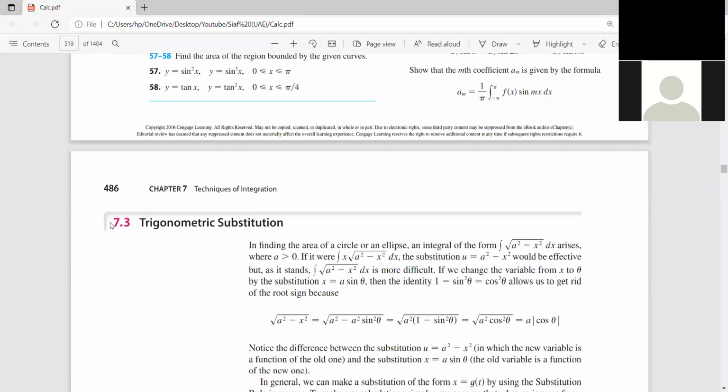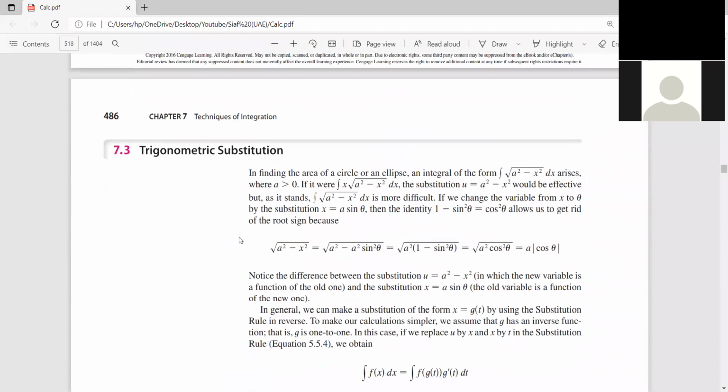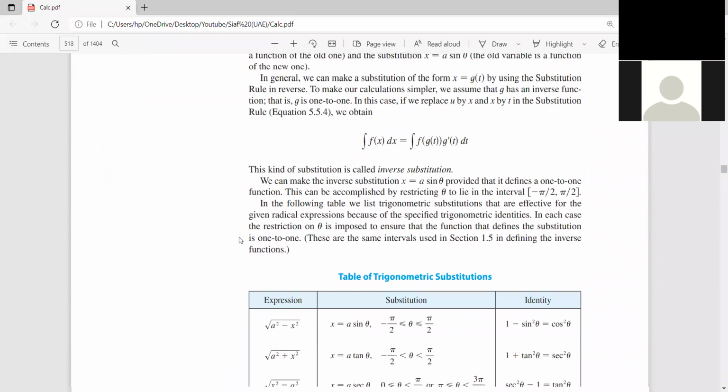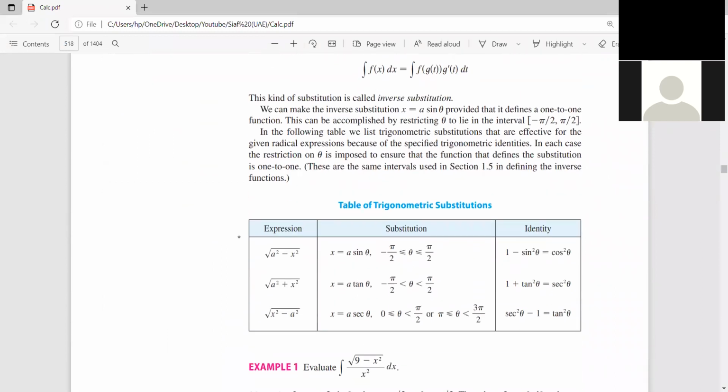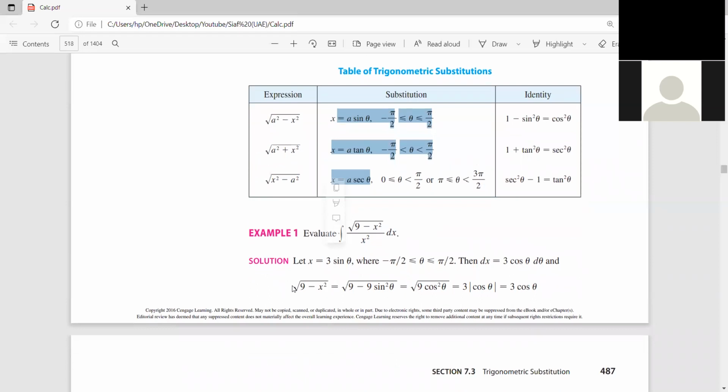Okay, now we have our next topic, which is trigonometric substitution. These three formulas, we just need to remember. We have already used these identities before, but these formulas are new to us. So if our expression is in this form, we can substitute these x to solve our question. Our first example: evaluate the integral of the square root of 9 minus x square over x square dx.